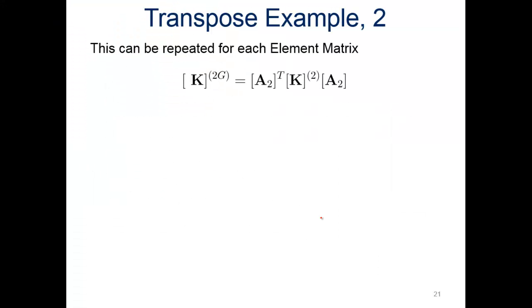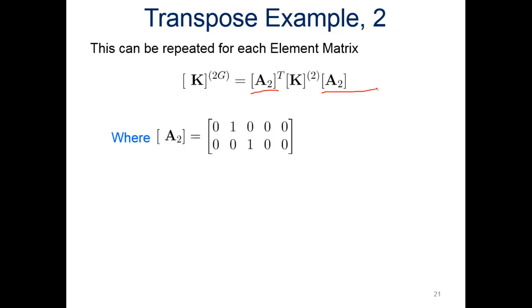All right. So transpose example number 2. So we put in one element into our global matrix. Now let's put in a different element that's in a different spot. So we still got the same structure here. And we're going to have this transpose matrix here and the other side matrix on the other side.